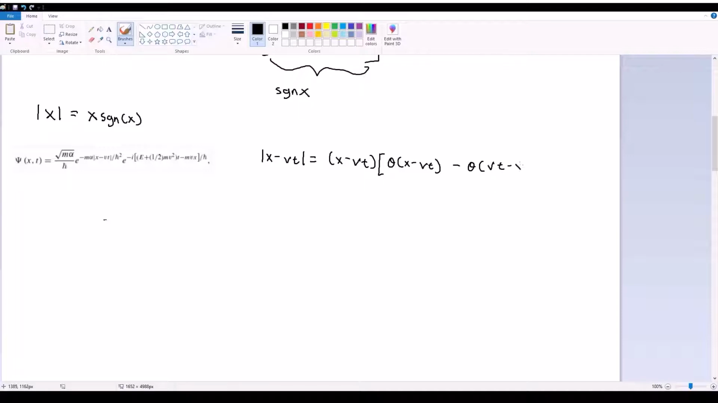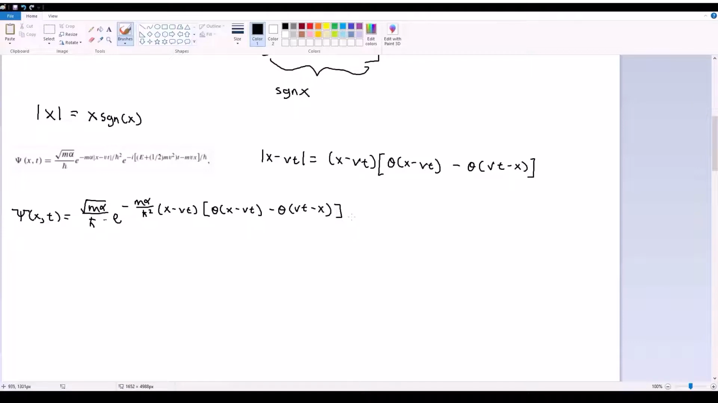so vt minus x. So if we write out the wave function now, it's going to be psi of x comma t is equal to the square root of m alpha divided by h bar times the exponential e to the negative m alpha over h bar squared multiplied by x minus vt times, actually, it'd be better to move that out of the bracket. So multiplied by x minus vt multiplied by the signum function theta of x minus vt minus theta of vt minus x.